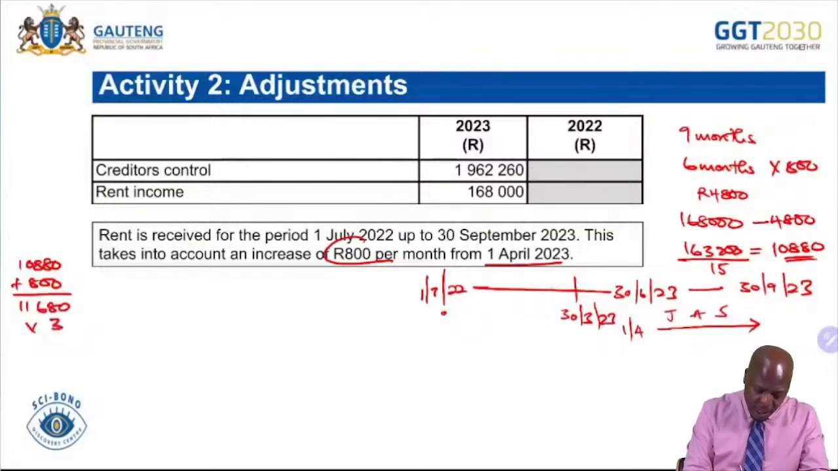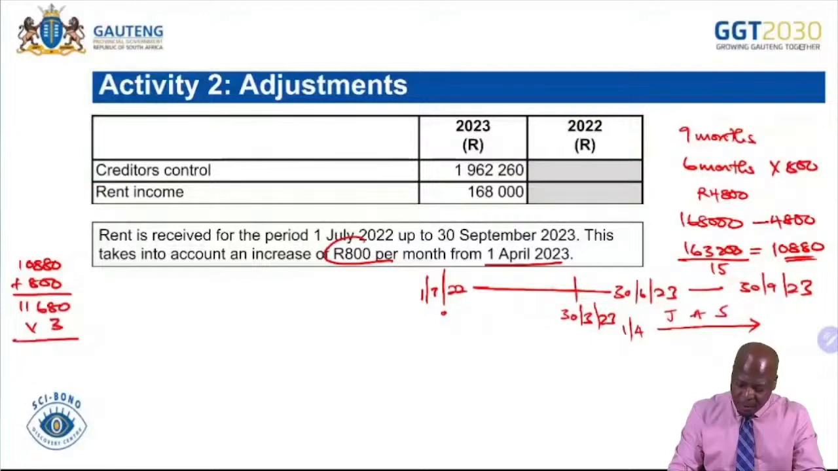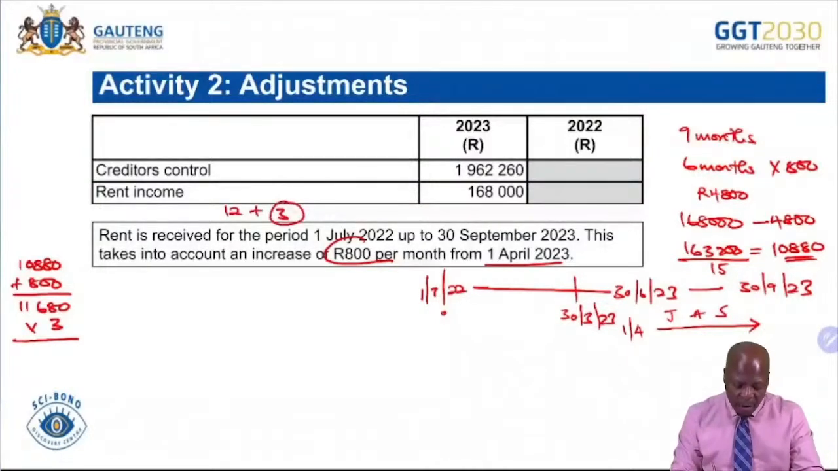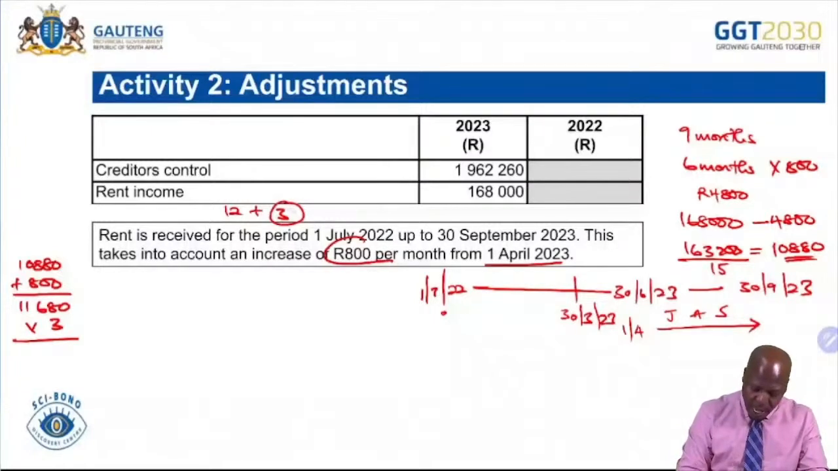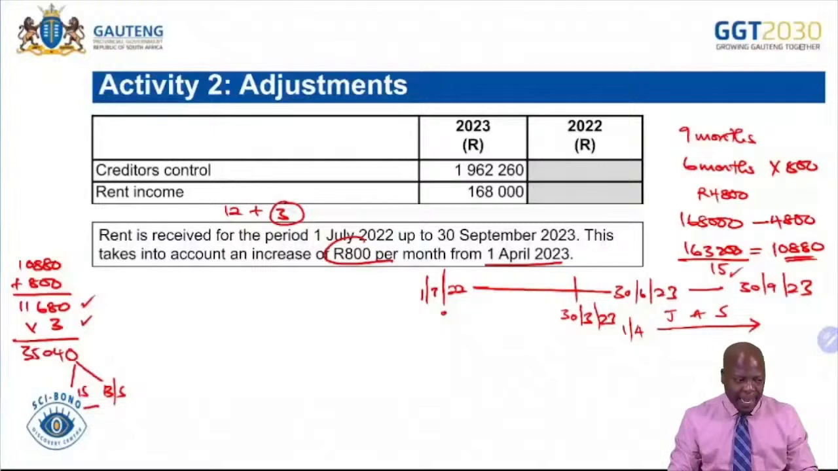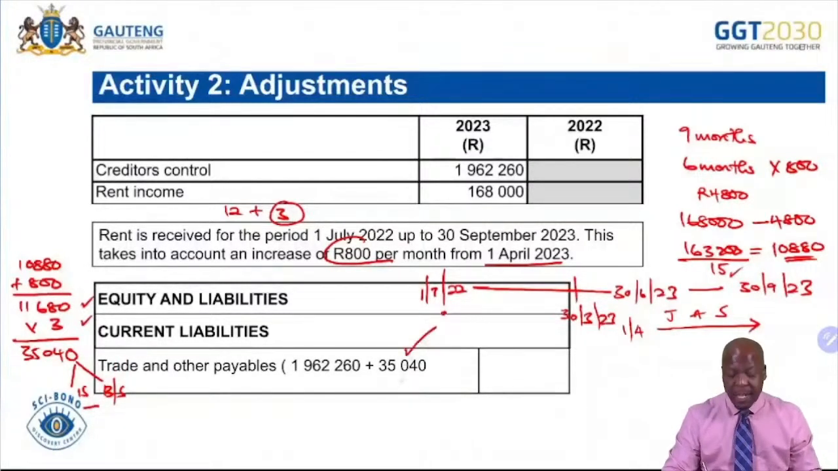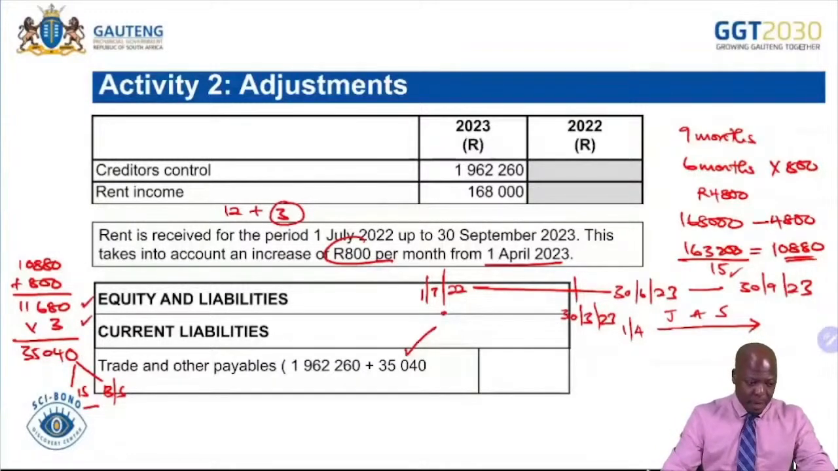And your months that have been paid in advance are from the month of July, August, and September, which is 3 months. Hence, here we ended up saying 15, because here 12 months, then plus the 3 which have been received in advance. Hence, we had 15 over here. Then you now say 11,680 times the 3, then you end up with 35,040. This is your income received in advance, income statement, balance sheet. In the income statement, you minus, but in the balance sheet, you take it to your trade and other payables. So you add it to your trade and other payables. Okay, can I move on to the next one?